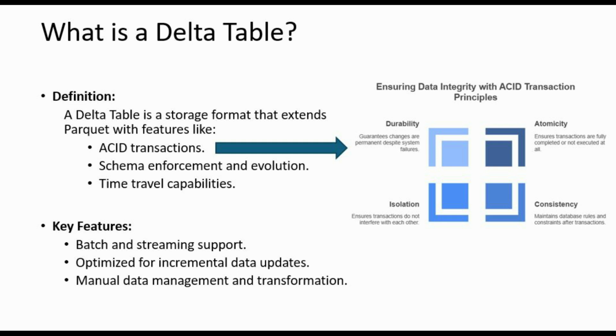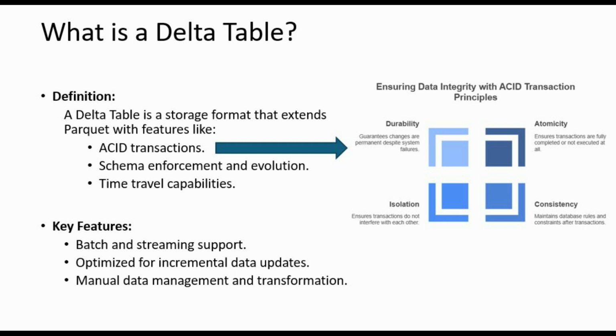Delta Tables extend Parquet storage format and provide features like ACID transactions, schema enforcement, and time travel. You may ask, what is ACID transactions? Well, ACID transactions are a set of properties that ensure reliable processing of database operations. ACID stands for atomicity, consistency, isolation, and durability. These principles are fundamental to maintaining data integrity, especially in distributed or concurrent systems.